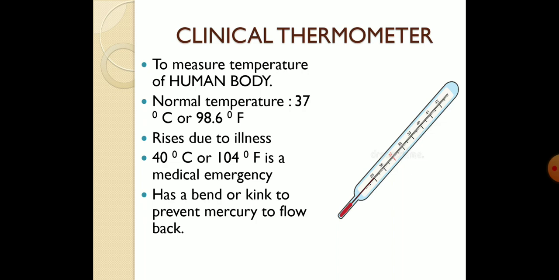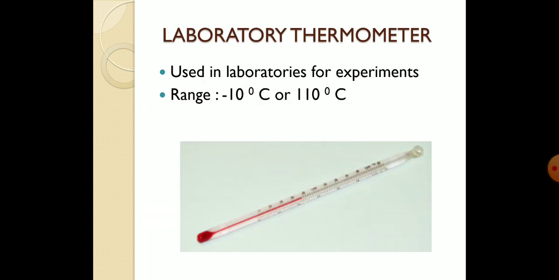Okay, so the clinical thermometer measures the temperature of the body. The normal temperature should be 98.6 degrees Fahrenheit. If it is more than that, you will have to check whether you are having fever or if there is some problem in your body. You have to go for an emergency medical checkup, and then finally there is a small kink in the thermometer to prevent the mercury from flowing back.